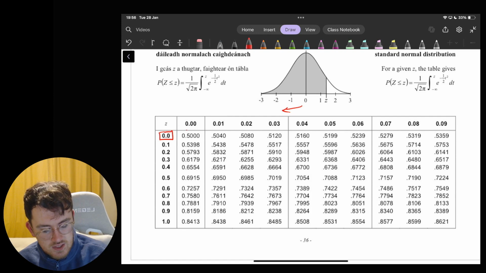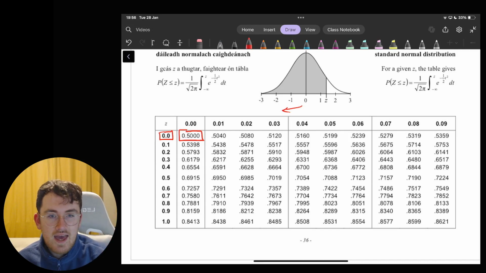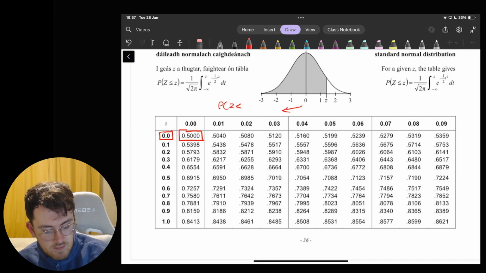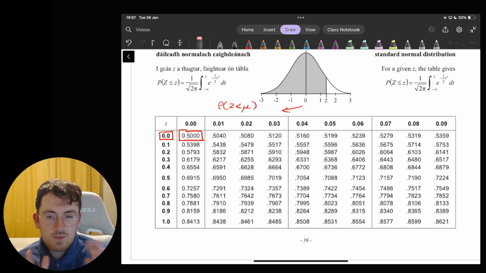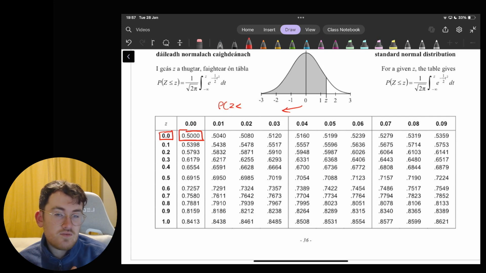So you'll notice that the probability of getting a value less than the middle value, the mean, which is a standard deviation of 0, is 50%, because we expect 50% of the information to be on either side of my mean. So that's one thing to consider. There's 50% of the information on both sides.